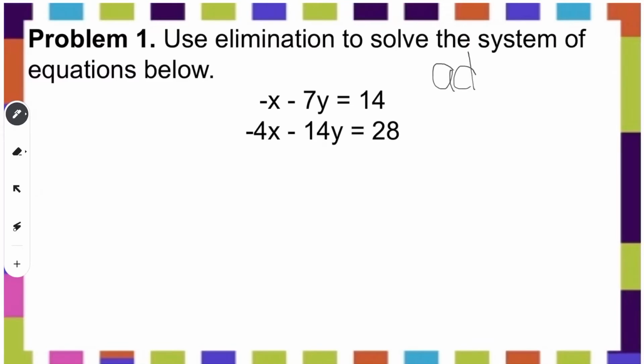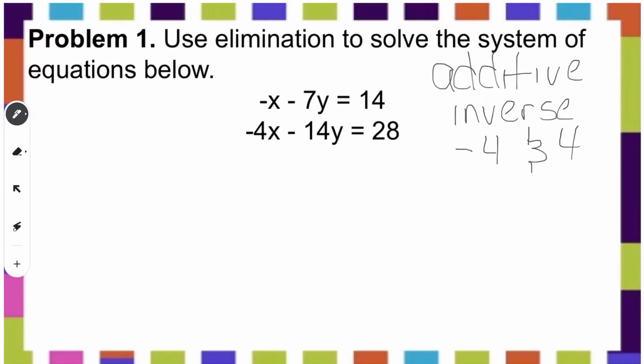Let me write this down real quick. Additive inverse. So let me remind you guys what an additive inverse is. Additive inverses are numbers of the opposite sign that add to 0. For example, negative 4 and positive 4. Or you could say negative 1/3 and positive 1/3. The numbers are the opposite signs, and when you plug it in your calculator and add them together, you would get 0.